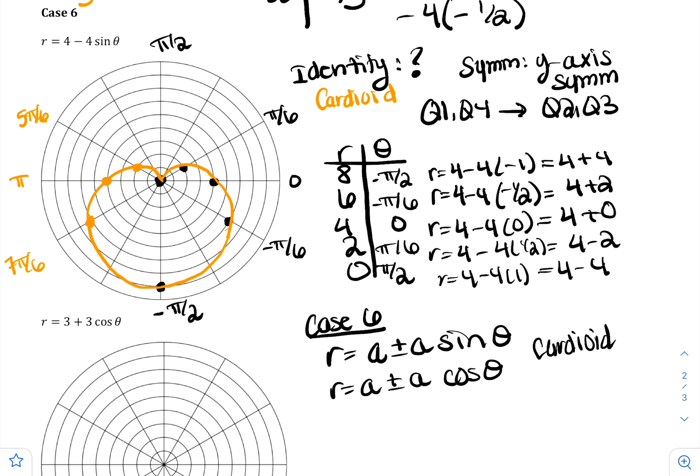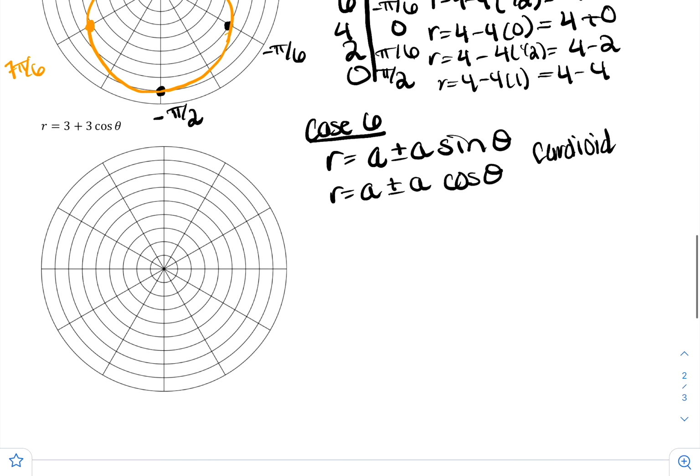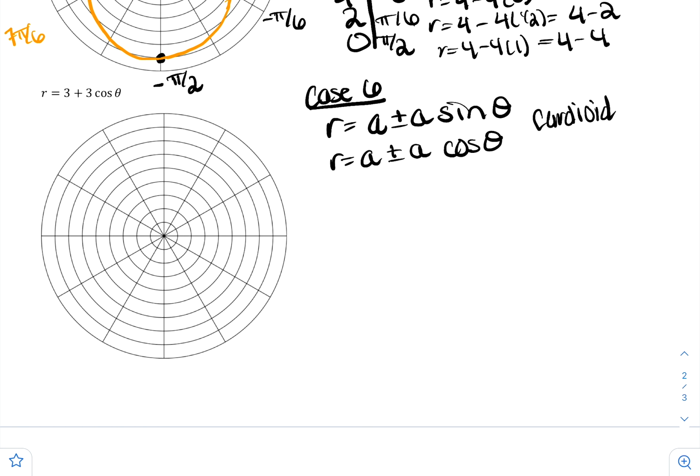A little bit of a thing to help you. When it's sine, the fat part of the heart will be on the y-axis, which you can visually see on the one we drew. When it's cosine, the fat part will be on the x-axis. And if it's minus, it's going to be on the negative, and if it's plus, it's going to be on the positive. So as you can see in the one we already graphed, because it was minus and it was sine, the fat part of it is on the negative y-axis. So when I graph the next one, the fat part of it is going to be on the positive x-axis.